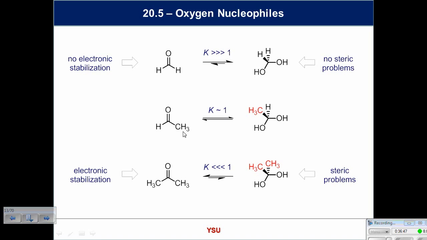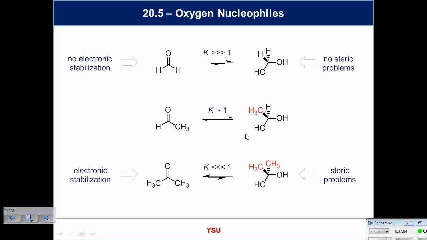It's larger, it's bigger, certainly. What about its electronic characteristics? What can a methyl group do that a hydrogen really can't do? Push electrons in, electron donating. So that would suggest that this alkyl group here should stabilize the aldehyde versus the one above it.